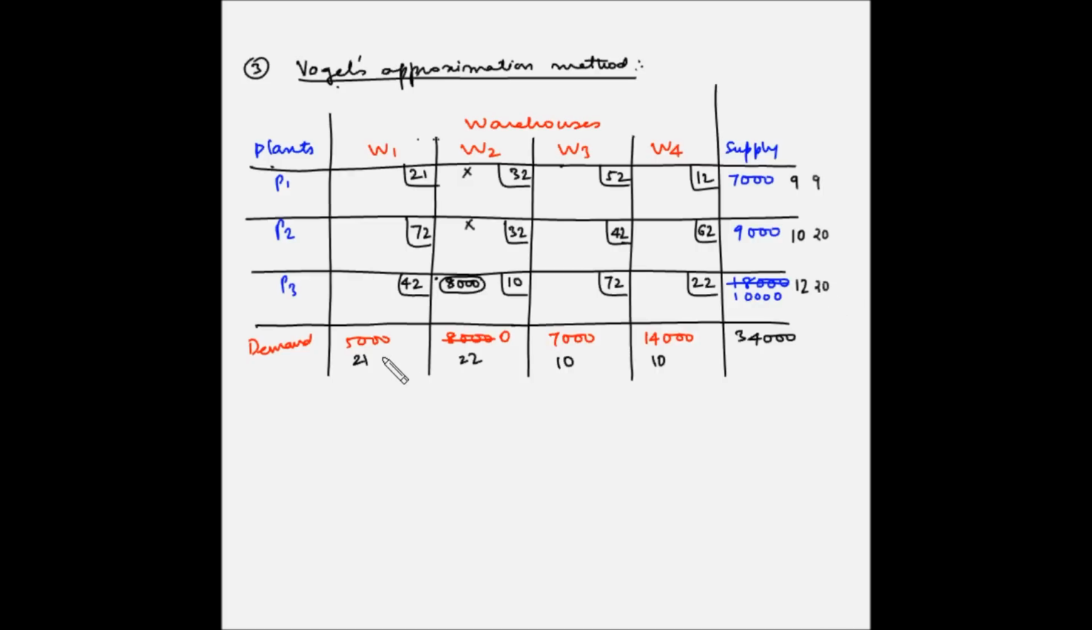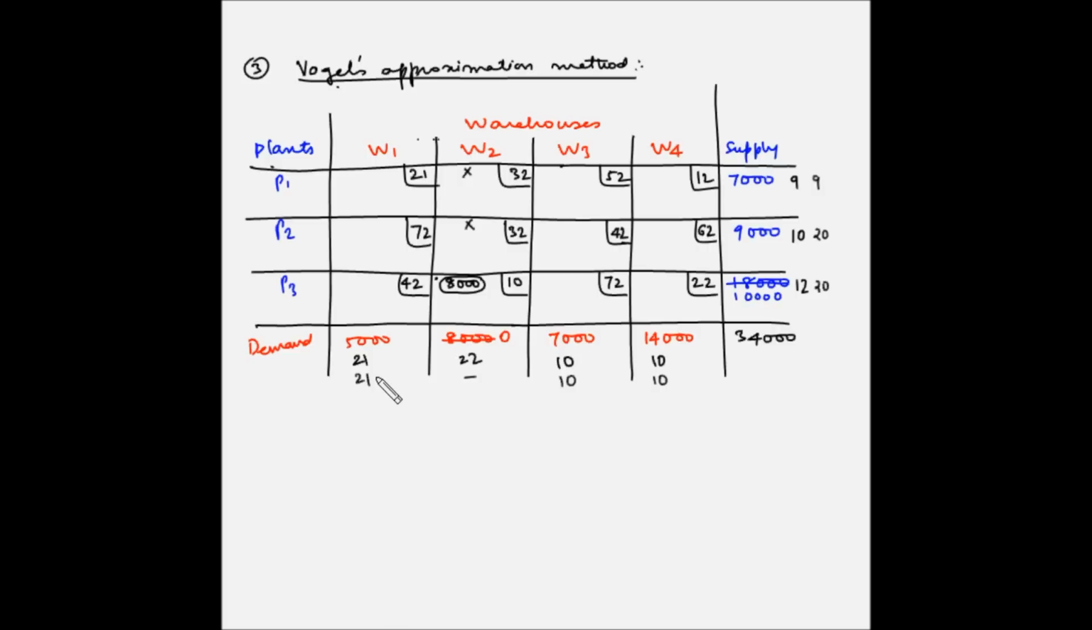For the columns, for the first column, the lowest is 21 and the next lowest is 42. So the opportunity cost is still the same, which is 21. We can skip the second column because it has been completely allocated. For the third column, the lowest is 42 and the next lowest is 52. So the opportunity cost is 52 minus 42, which is 10. In case of the fourth column, the lowest is 12 and the next lowest is 22. So the opportunity cost is 22 minus 12, which is 10. Now, let's select the row or column with the highest opportunity cost. So the first column, W1, has the highest opportunity cost.